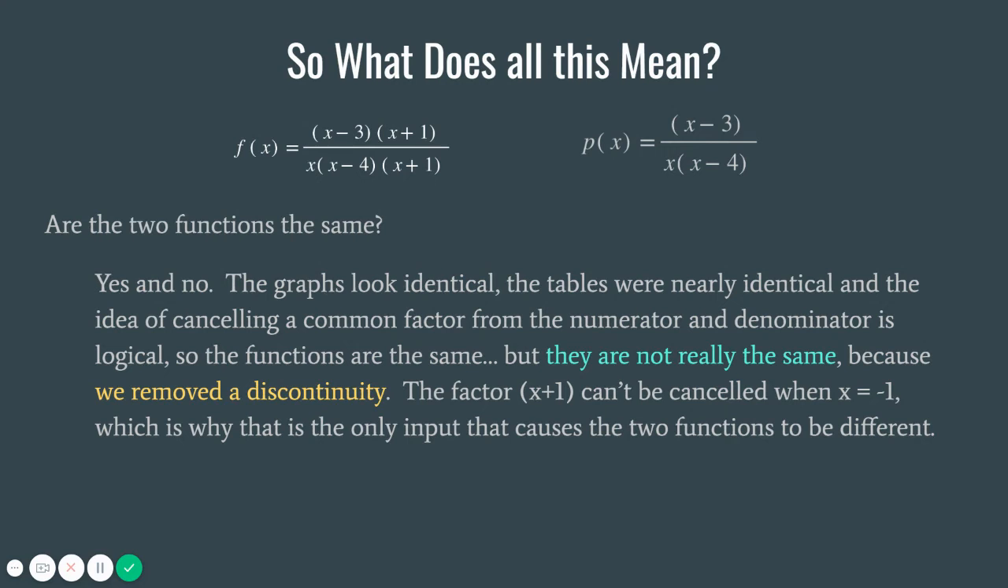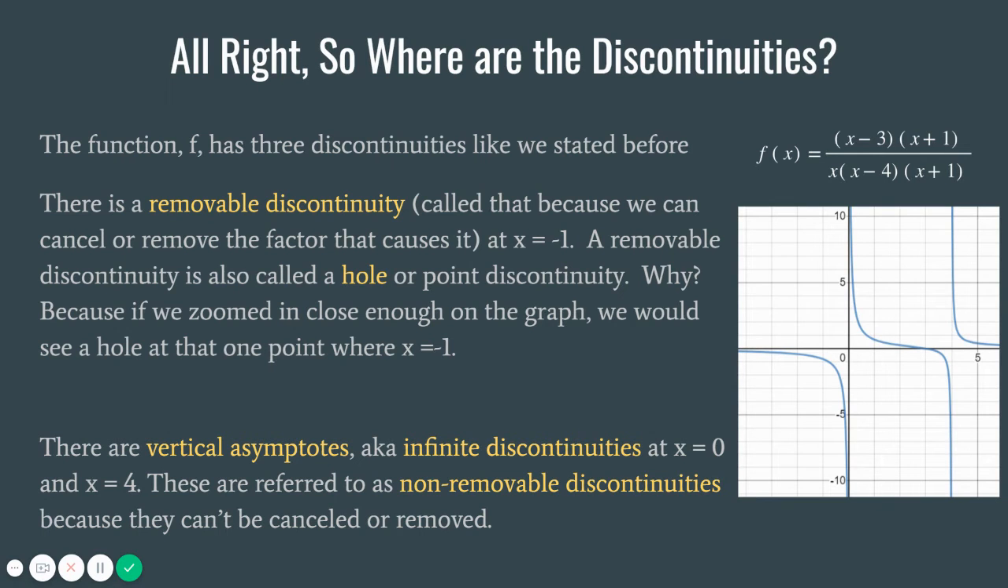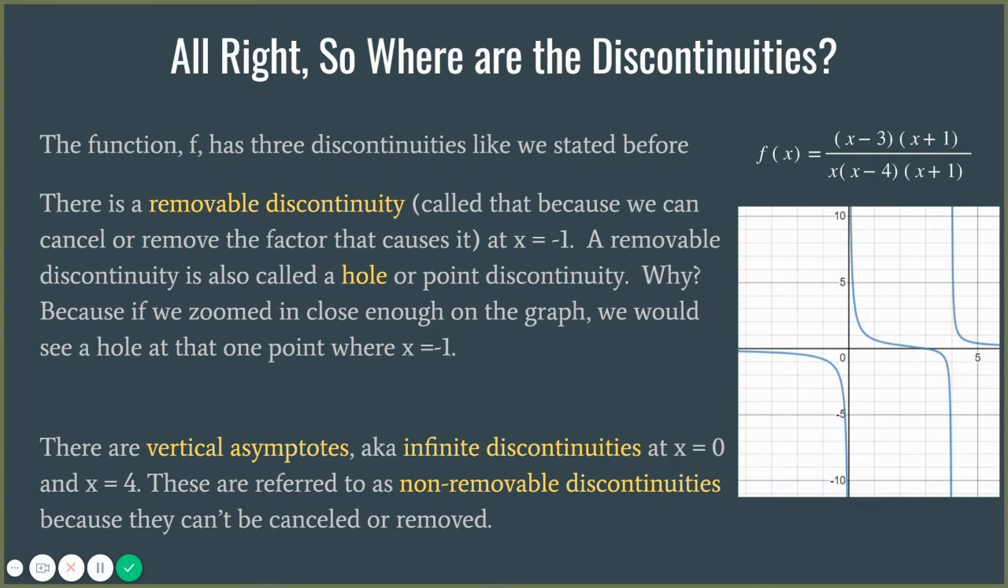So when we canceled out that common factor, we removed a discontinuity. And so the functions are no longer truly the same. They're just really, really similar. Like we said, the function f of x has 3 discontinuities. One of them happens to be a removable discontinuity. Why is it named that way? Because we removed it. That removable discontinuity is also called a hole or a point discontinuity.